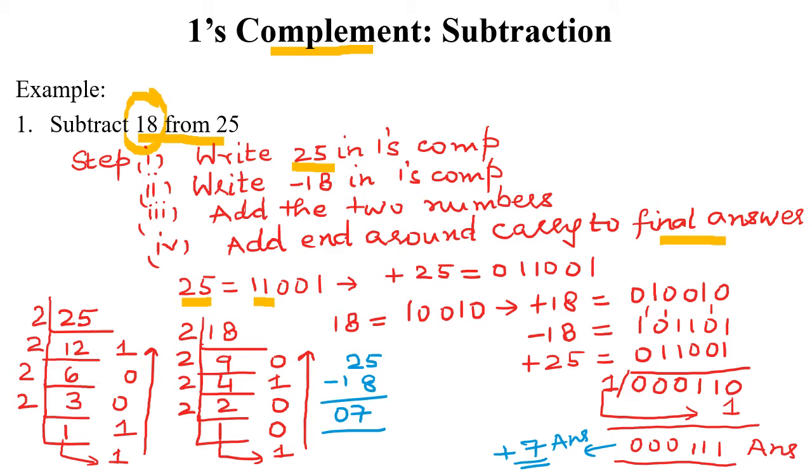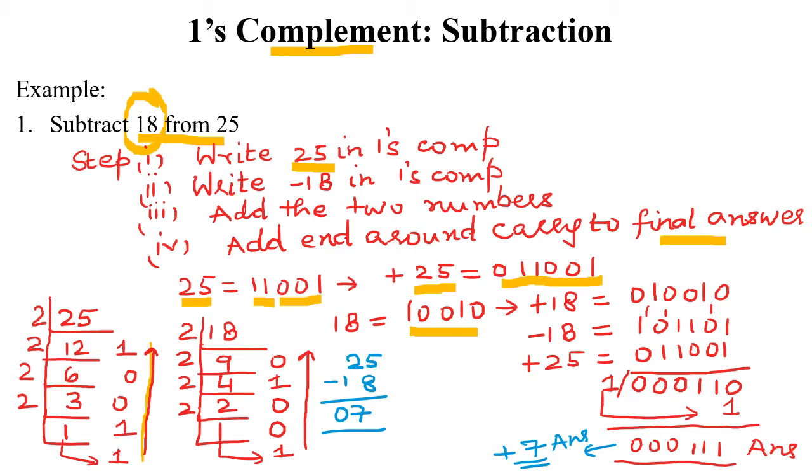It will be 11001. Convert it into binary by dividing it by 2 as shown here. It comes out to be 11001. So plus 25 is 0 11001. Now find the binary equivalent of 18, which is equal to 10010.